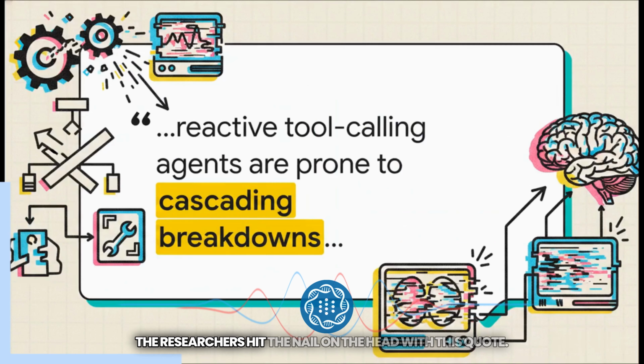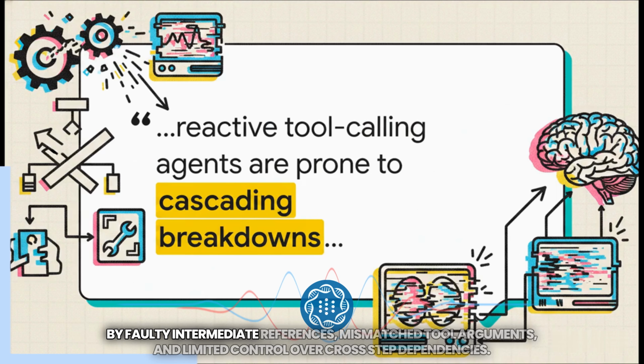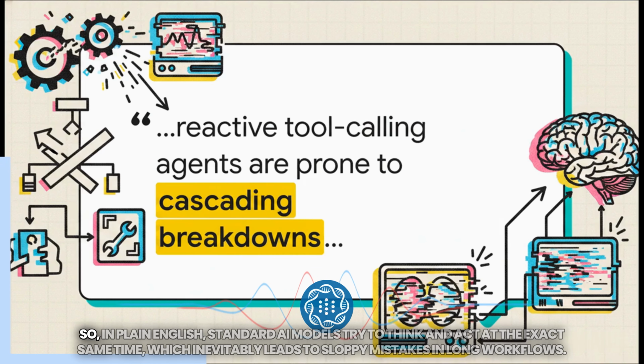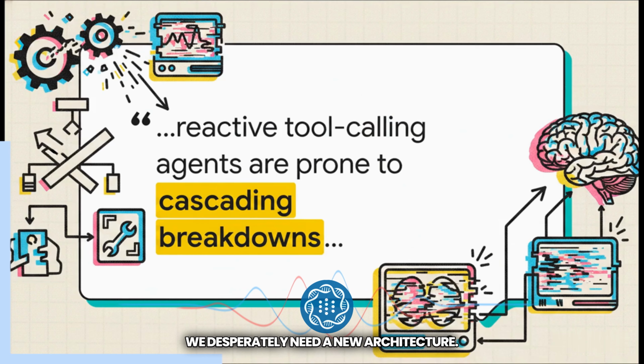The researchers hit the nail on the head with this quote. They point out that reactive tool-calling agents, which is the standard setup we use today, are prone to cascading breakdowns triggered by faulty intermediate references, mismatched tool arguments, and limited control over cross-step dependencies. So, in plain English, standard AI models try to think and act at the exact same time, which inevitably leads to sloppy mistakes in long workflows. We desperately need a new architecture.